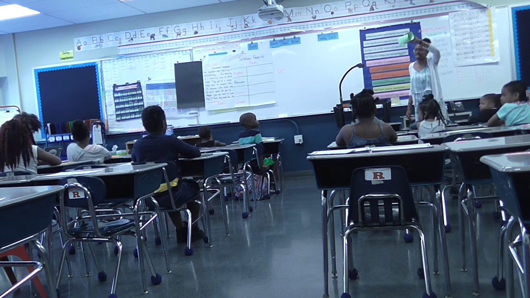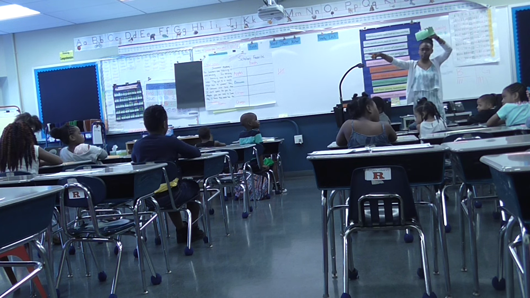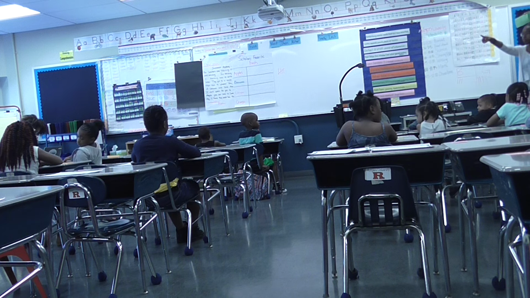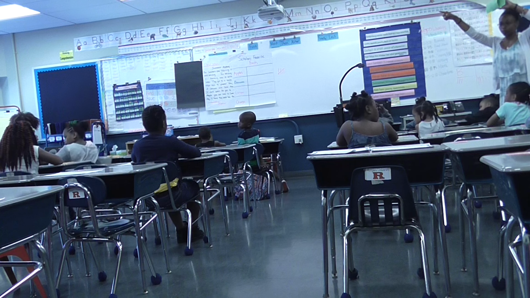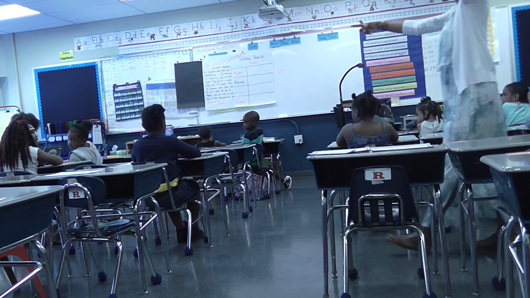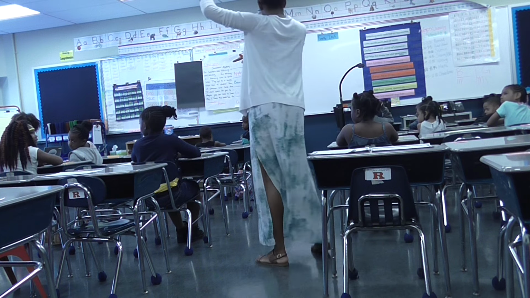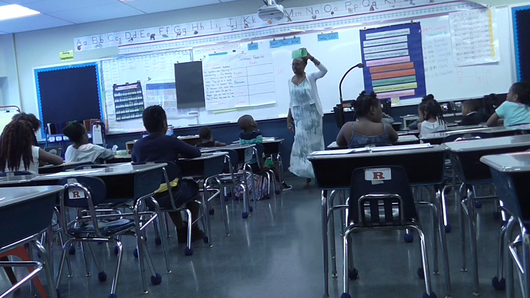Barbara, what number is this? I disagree with you. That number is 17. And how do you know, Barbara? I know because I did 5, 10, 15, 16, 17. Barbara counted by 5s. Ooh, Barbara, nice work.